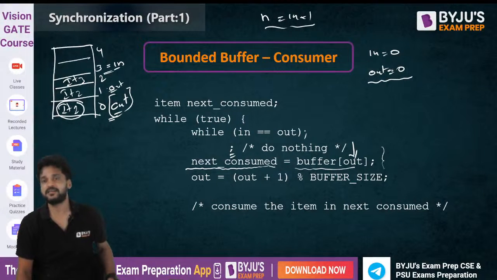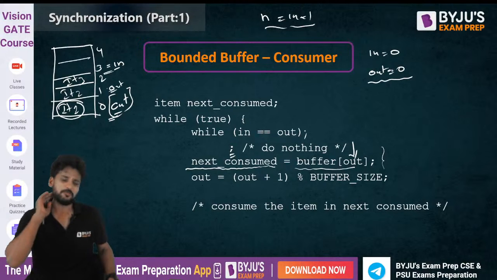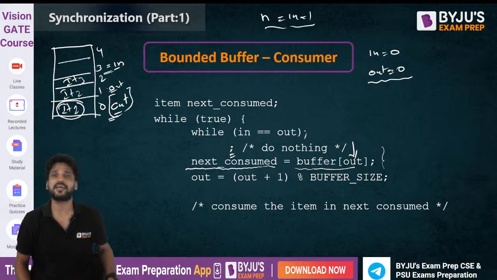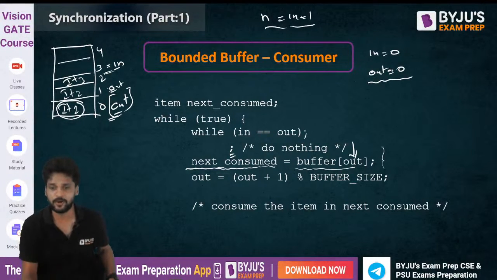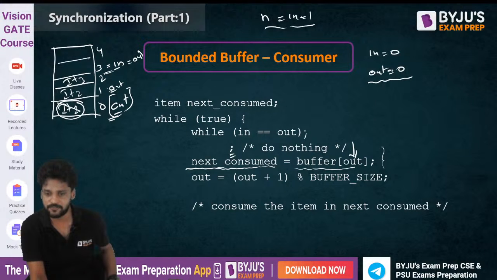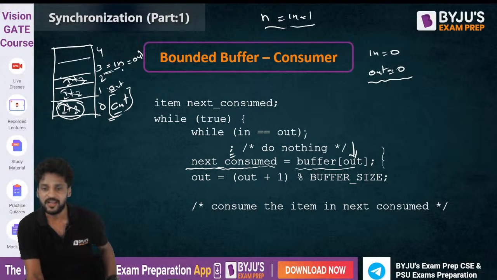So whenever in is equal to out, that means the consumer has consumed all the elements produced by the producer. At some point, in and out both will be equal to 3. Why? Because if the consumer keeps on getting scheduled, he will consume the first element, then out will be equal to 1. He will consume the next element, then out will be equal to 2. He will consume the third element, which is the final element produced by the producer. Then in is equal to out is equal to 3, right?